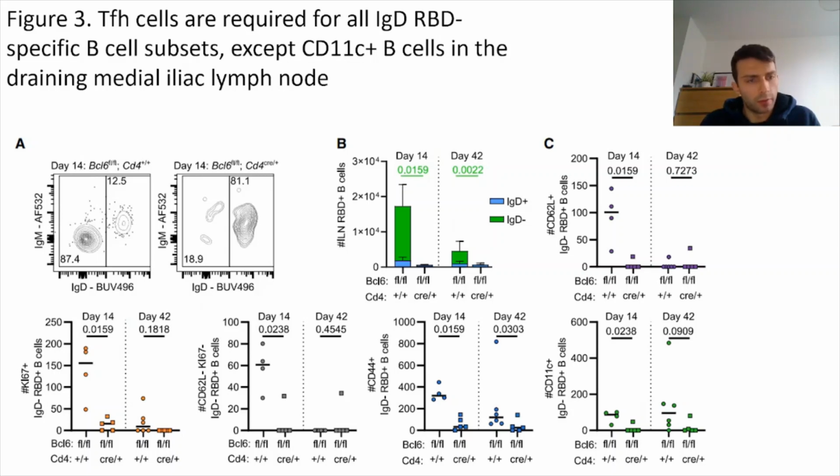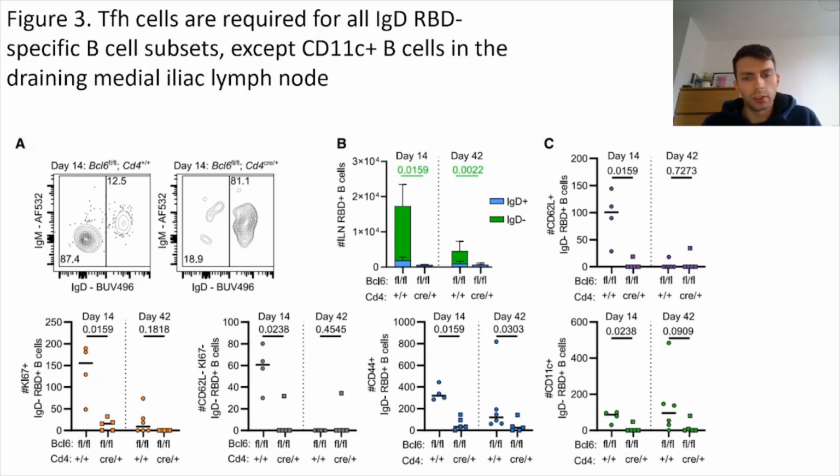Moving on into figure 3, we continue to look at these mice, now looking at IgD negative RBD-specific B cells in A, and we quantified out the number of IgD negative and IgD positive RBD-specific B cells in the lymph node at day 14 and at day 21. You can see that loss of Tfh results in a reduction in the number of IgD negative RBD-specific B cells, the stats for which are shown in green in figure B.